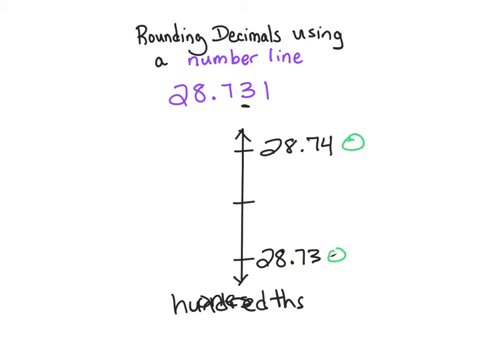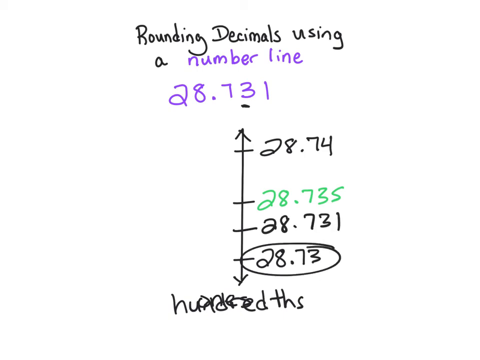Okay, and I can determine that halfway between 730 and 740 would be 735. So my midpoint is going to be 28.735. I'm going to eliminate or take off the zeros from the end of these two. And now I'm going to plug in my actual number. 28 and 731 thousandths is less than 28 and 735 thousandths. So this one will round to 28 and 73/100.